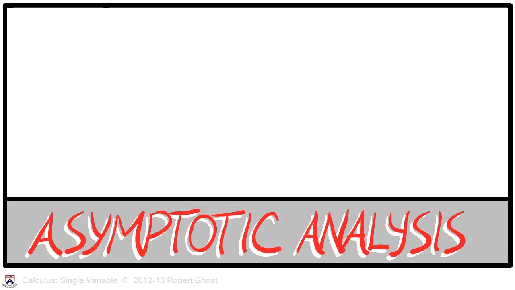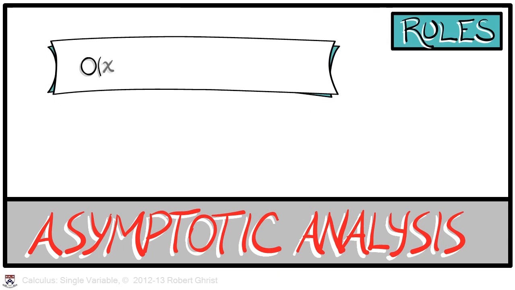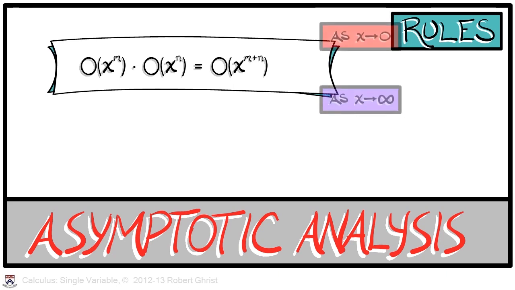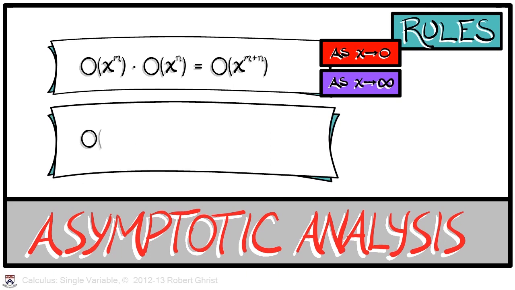Now, there's a huge subject of asymptotic analysis associated with big O. It has certain rules. The ones that you need to know for this course are the following. If you take something in big O of x to the m and multiply it by something in big O of x to the n, you're going to get something in big O of x to the m plus n, just like multiplying monomials together. This is true whether you're going to 0 or infinity.